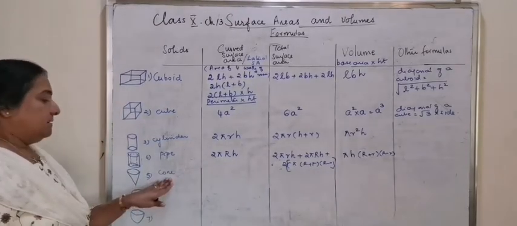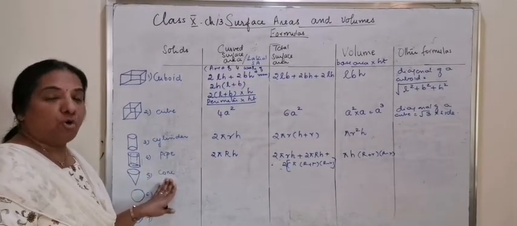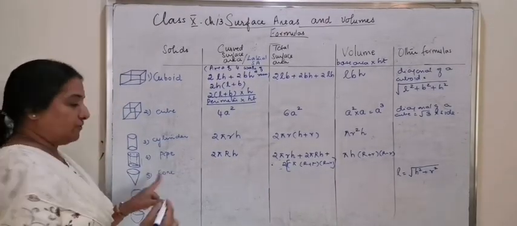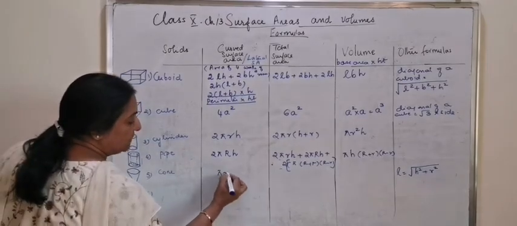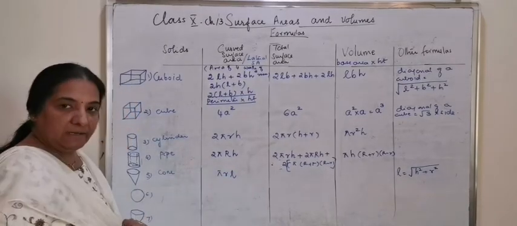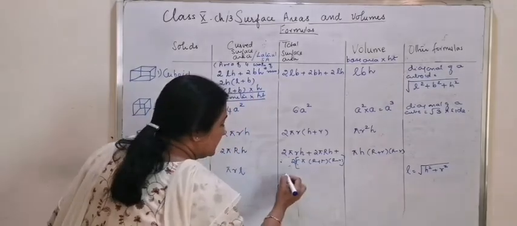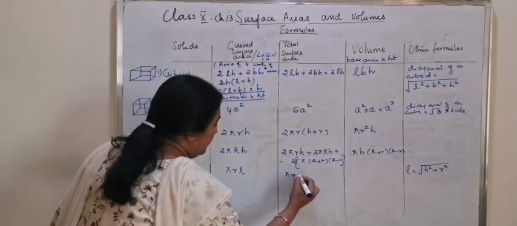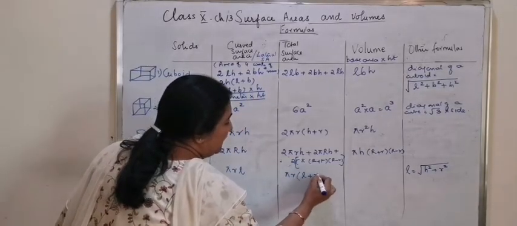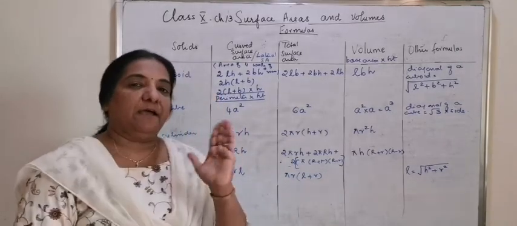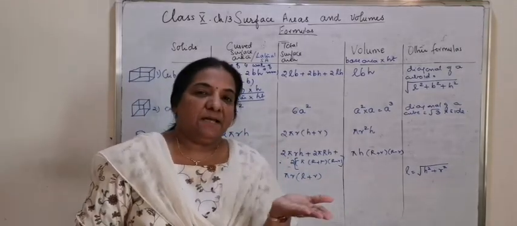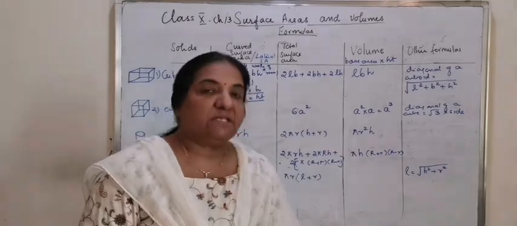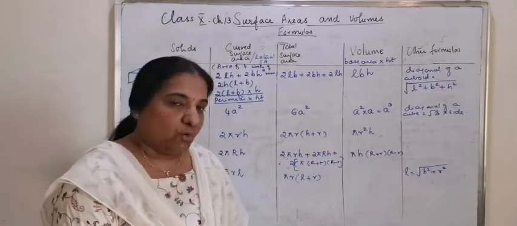And then the next solid is the cone. The curved surface area of a cone can be found using the formula pi r L. Total surface area is pi r into (L plus r), that is the pi r L of the lateral surface plus pi r squared at the base if it is a solid cone.